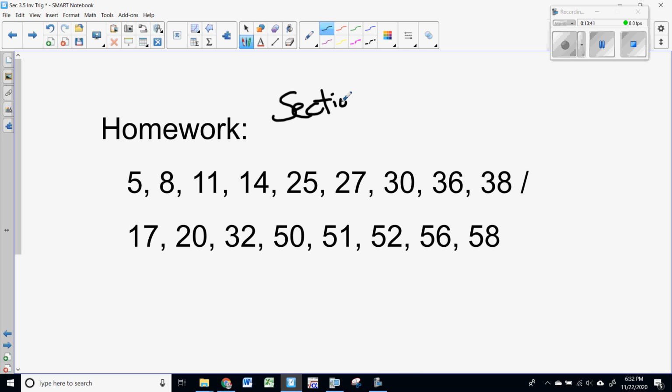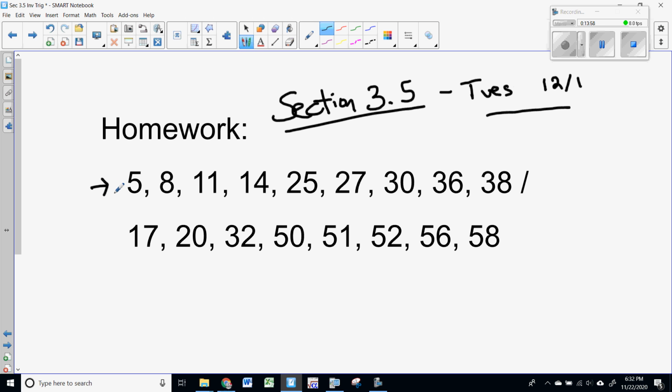Here is all of the homework for section 3.5. This homework is due when we come back from break. So this is due on Tuesday, December 1st. The first half of the homework, this first line here, is just straight implicit differentiation. That is what we kind of did on Friday. This is the first part of 3.5, 3.5a, if you will. This second line is what we looked at today. This is kind of 3.5b. This deals with our inverse trig functions.